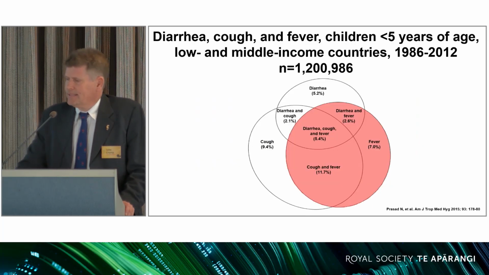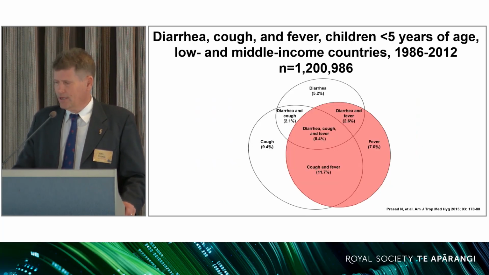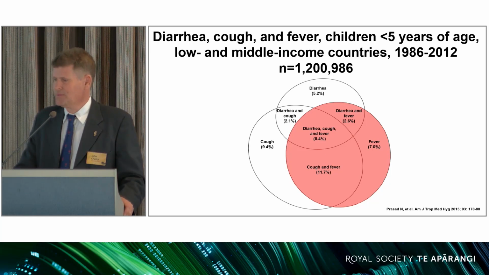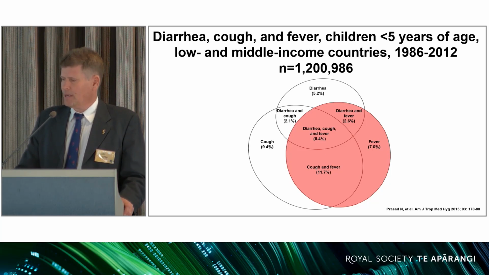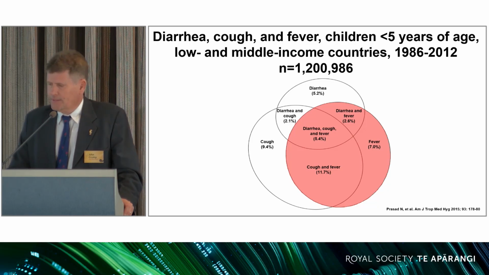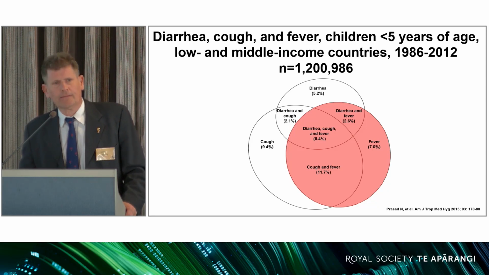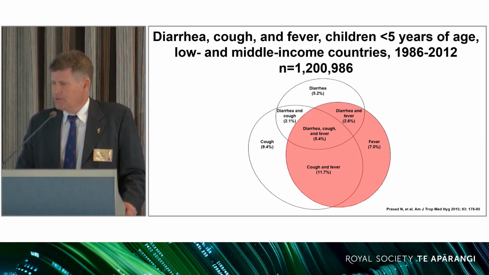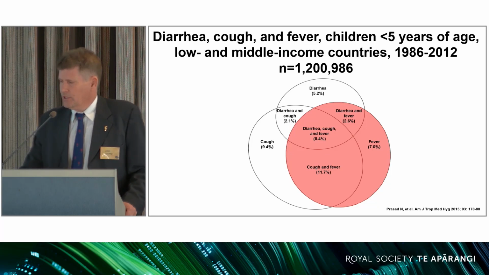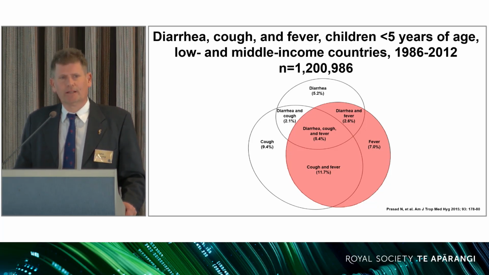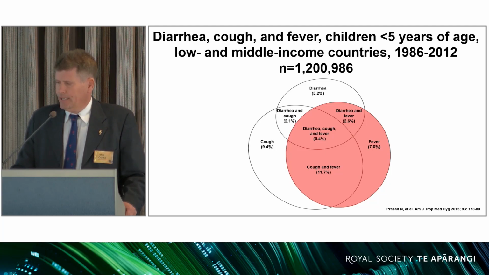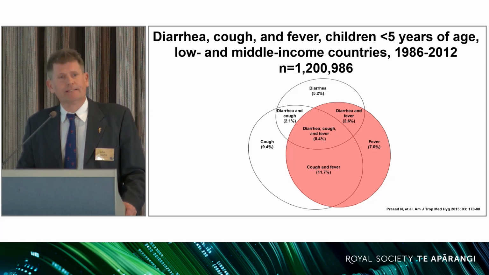To illustrate this, this slide shows the occurrence of diarrhea, cough and fever, the major clinical syndromes in low resource areas, among more than 1 million surveyed children aged less than 5 years in low middle income countries. Fever is shown in red, the most common symptom being reported in more than a quarter of children over any 2-week period. And as you can see, fever often occurs with other syndromes like diarrhea and cough, but in any given 2-week period, 7% of all children under 5 have an isolated fever.